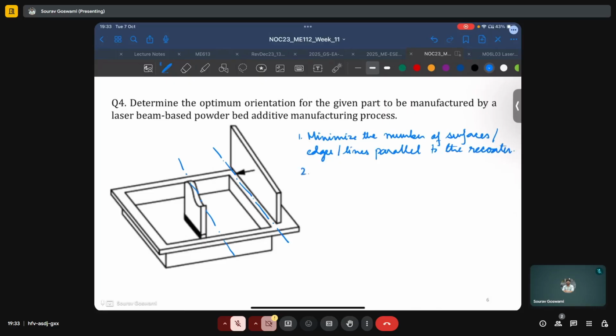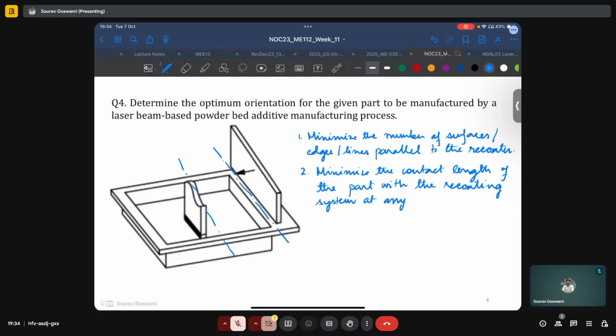Second, to minimize the contact length of the part with the recoating system at any instant.